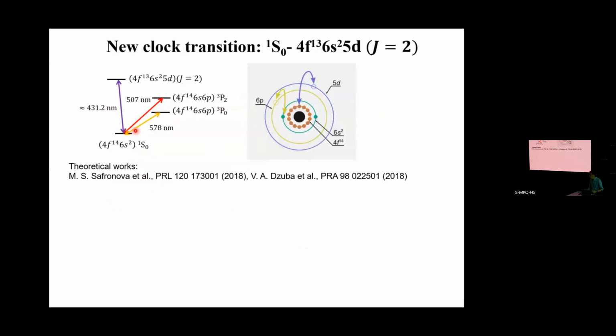As I mentioned in the introduction, there is another ultranarrow optical transition at this wavelength associated with the inner orbital excitation like this. This transition is theoretically predicted by these papers, and these papers predict a lifetime of about 200 seconds. So the natural linewidth should be quite narrow, and this is good for precision measurement.